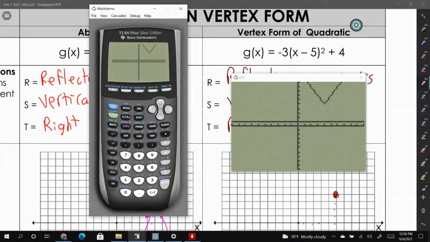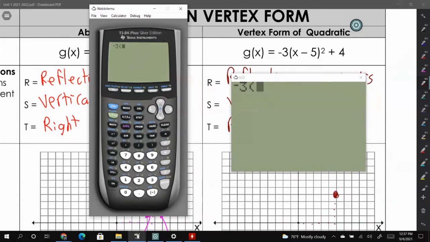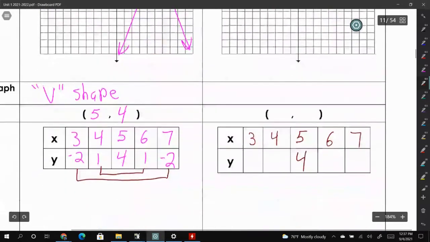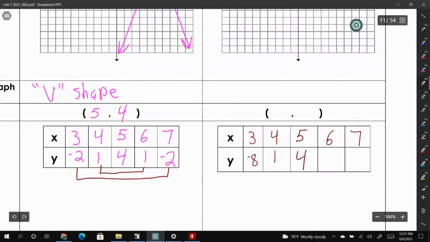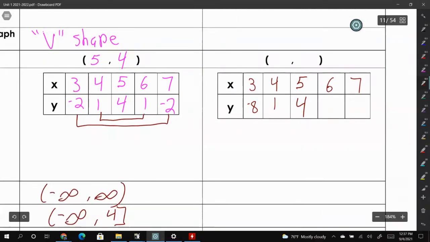And since we know that this is going to be symmetrical, we only need to plug in 2 of the numbers. So we can plug in 4 and we get 1. And then we can plug in 3 and we get -8. So 1 and -8. That means that this y value here must be 1 and this one must be -8 as well.